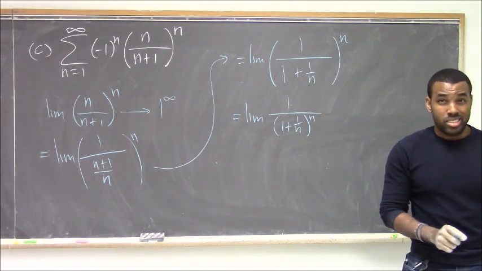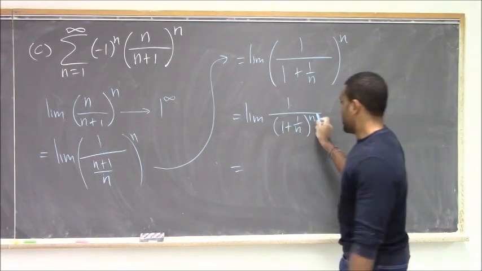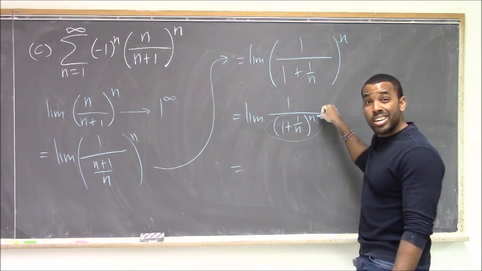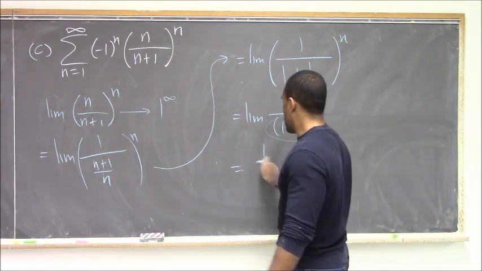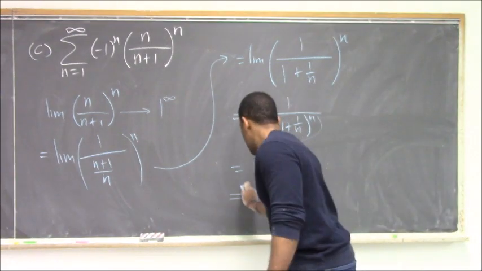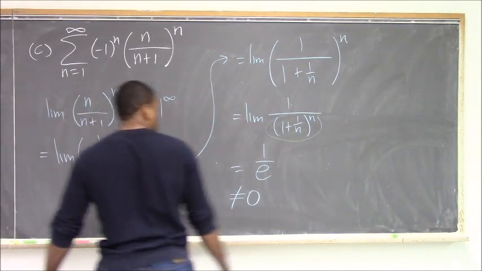Now do you see it? That's right, that's 1, that's, as n goes to infinity, this guy actually approaches e. The limit is 1 over e, which in particular is not 0. So again, the series diverges.